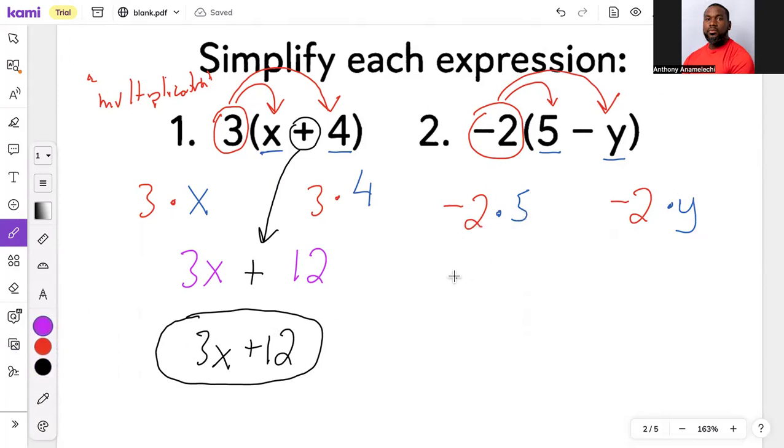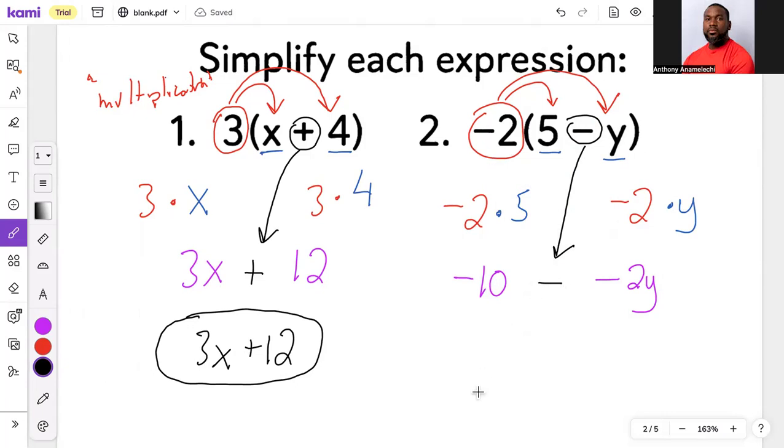-2 times 5 gives you -10. -2 times y gives you -2y. You take whatever operation was here and you bring it down. This case is subtraction. So we have a negative.